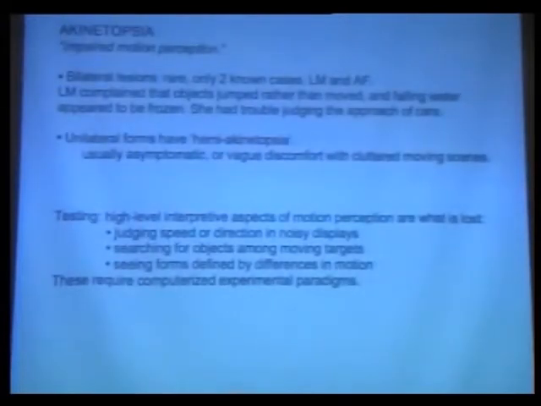And the first thing, just as color perception is the intermediate level deficit in the ventral stream, the intermediate level deficit in the dorsal stream is motion perception. It's usually with bilateral lesions. There are only two known cases, so it's very rare. You're probably not going to see this. I haven't. Patient LM complained that objects jumped rather than moved, and falling water appeared to be frozen. She had trouble judging the approach of cars, which made going out to the streets kind of exciting. Unilateral forms do exist, but these are usually asymptomatic, and you can only pull them out with experimental tests.